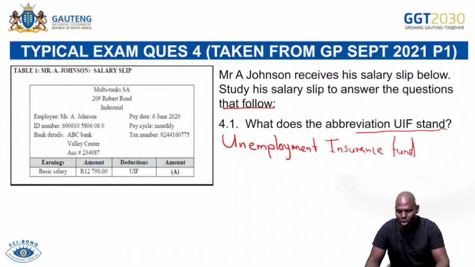Okay, unemployment insurance fund. Now, boys and girls, in terms of the expansions of the abbreviations, they are very strict. So every word must actually be correct there. It must be unemployment insurance fund exactly as is. So you need to know that UIF stands for unemployment insurance fund, because some learners will write unemployment interest fund and so on, because they cannot actually remember. But it's very important that you remember every single word there.